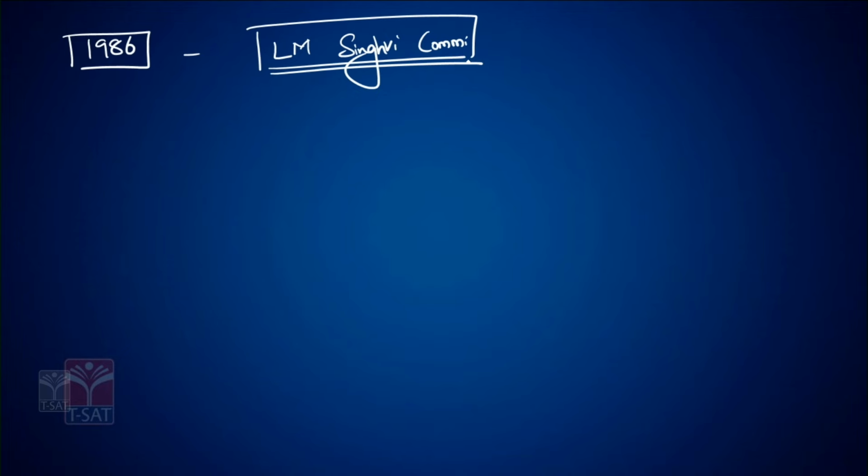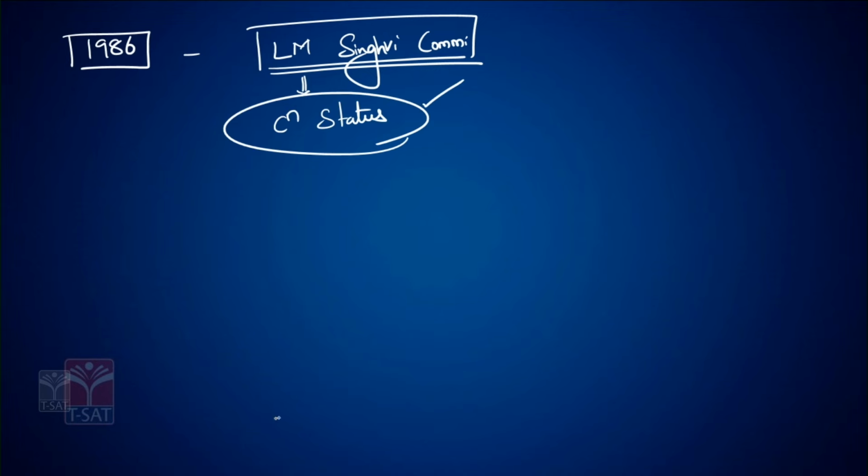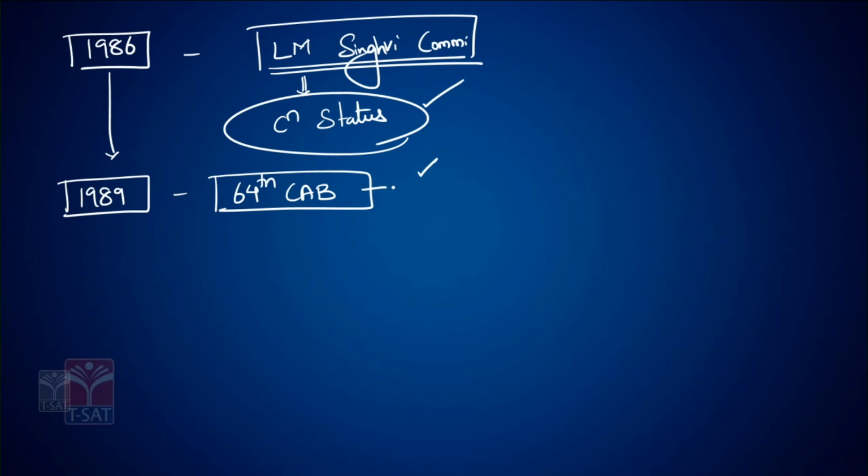So the reason in 1986 LM Singhvi committee was constituted. Now what is this LM Singhvi committee? The Rajiv Gandhi government constituted this and it recommended constitutional status to the existing PRIs. On the recommendations of LM Singhvi committee, in 1989, the 64th Constitution Amendment Bill was initiated, passed in Lok Sabha, but rejected in Rajya Sabha.